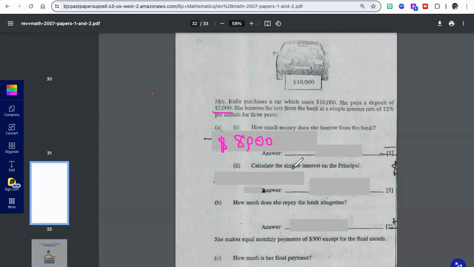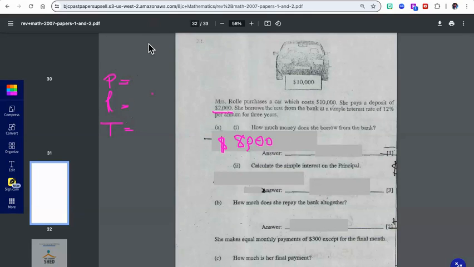Okay, it says calculate the simple interest on the principal. What is the principal? There's a lot of words and there's a lot of numbers in this question, but we are only focusing on the P, the R, and the T. Before you start your question, you will write these on the side. Do not depend on the word problem. You are going to pick out what you need and write them on the side first.